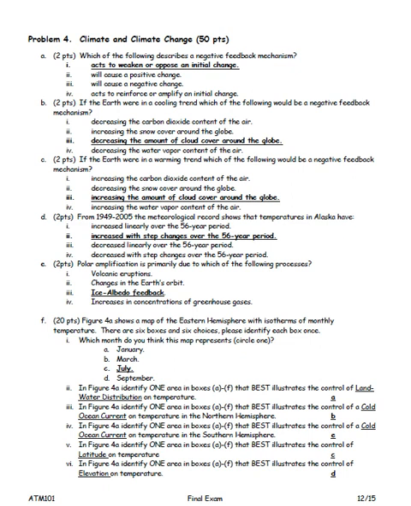So the answer is 2. We are in a cooling trend. A negative feedback is something that stops the cooling, and we can stop the cooling here, or at least reduce the cooling, if we reduce the amount of clouds, because then we let more sunlight get to the ground and warm the planet. If the Earth were in a warming trend, which of the following would be a negative feedback mechanism? And the answer here is increasing the amount of cloud cover around the globe.